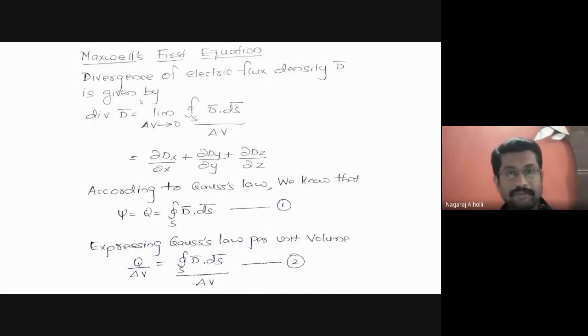The divergence of electric flux density D bar is given by divergence of D bar is equal to the limit of the closed surface integral D bar dot dS bar divided by delta V, as delta V tends to 0. We know that divergence is nothing but the spreading factor.